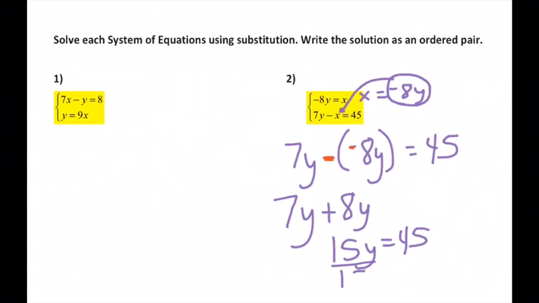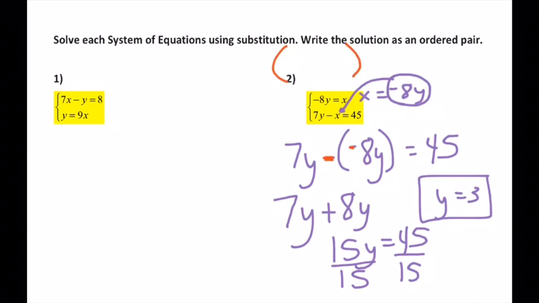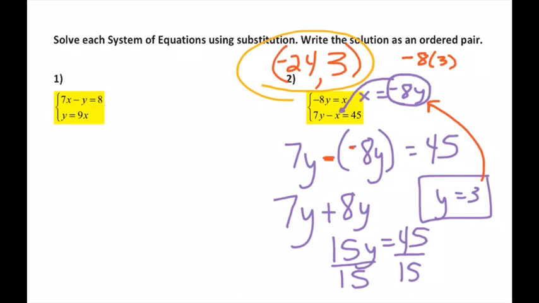Divide both sides by 15. And I get y equals 3. So if I was writing my ordered pair, if y equals 3, that's going to go in the y position. I need the x. So what I can do is go back up here where it said x equals -8 times y. Instead of y, I do 3. That's -24. And that's the solution. That's where those two lines would intersect if I graph them.